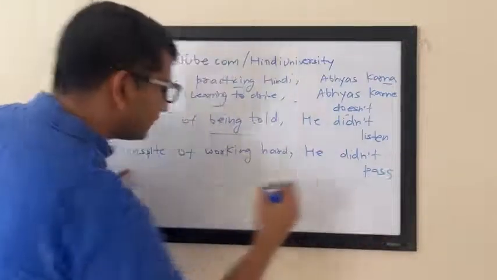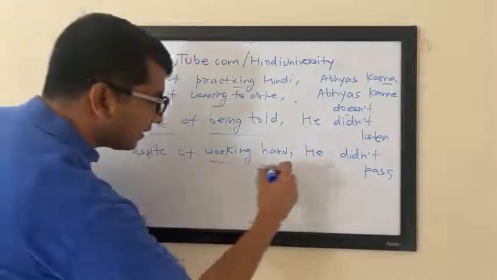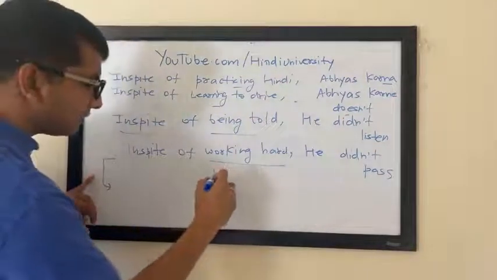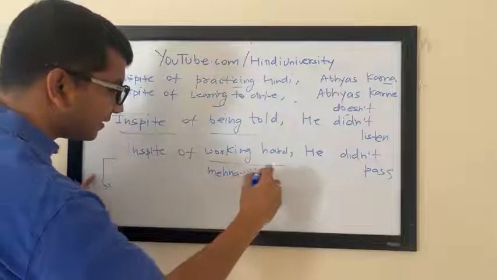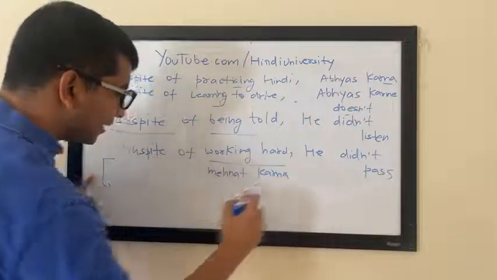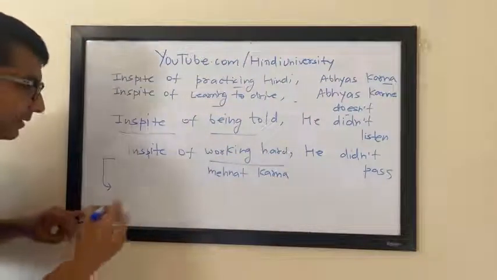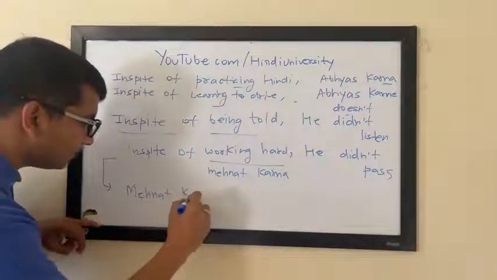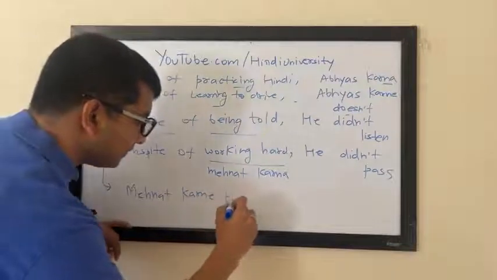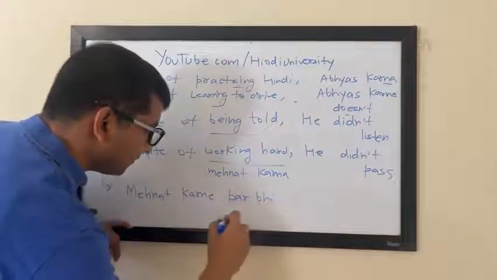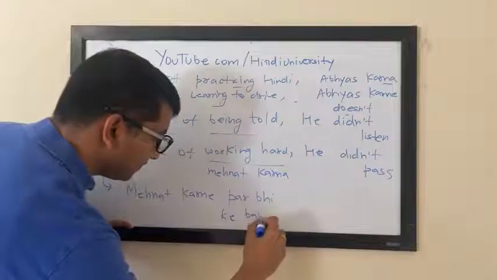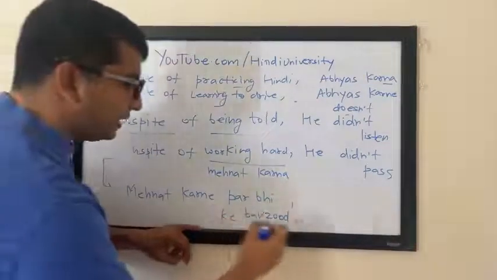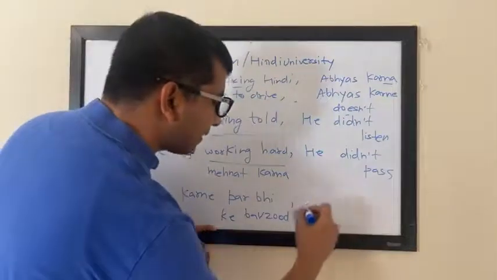Okay, so let's do it again one more time. In spite of working hard. Working hard in Hindi is... how will you say that? मेहनत करने. Very good. मेहनत करना. Okay, now say it again. मेहनत करने के बावजूद इम्तिहान... I don't know how to say fail. That's why I said कामयाब. It's okay. So मेहनत करने पर भी और मेहनत करने के बावजूद he didn't pass.